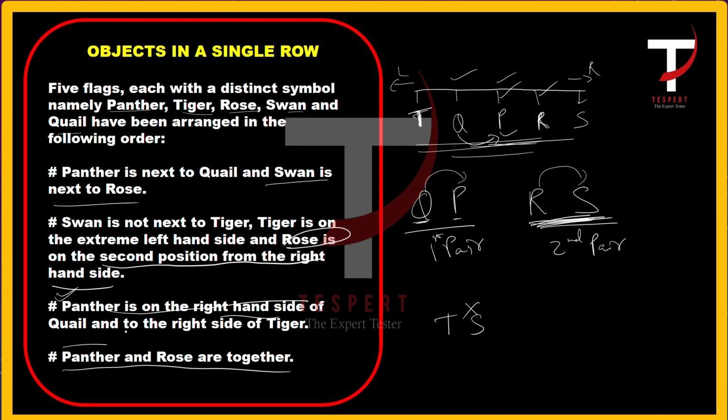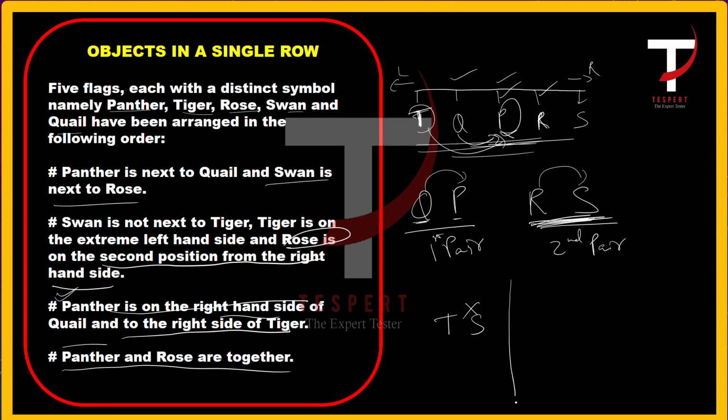And to the right side of tiger, panther is to the right side of tiger. Yeah, panther is there, here tiger is there. Okay, right side of tiger, panther is to the right of tiger. That's fine. And this is important.